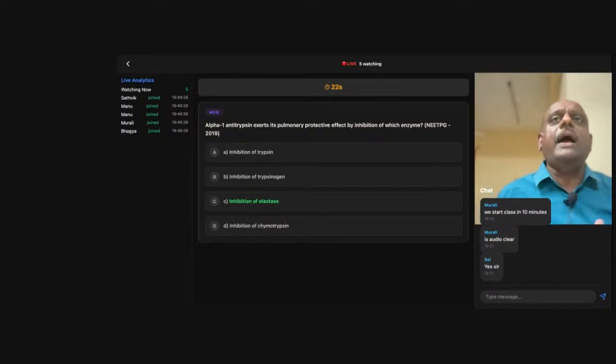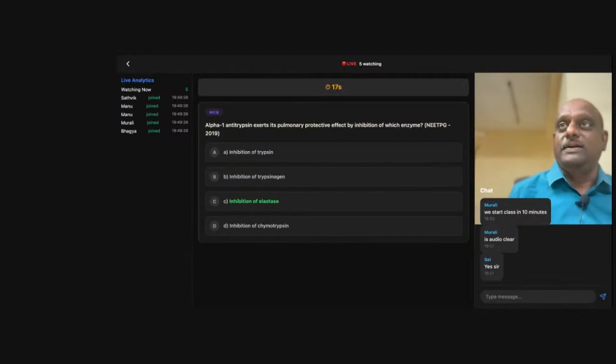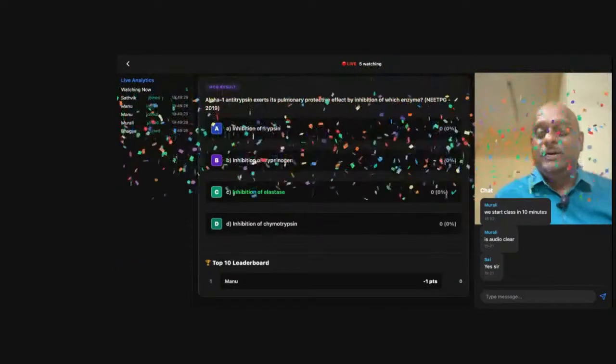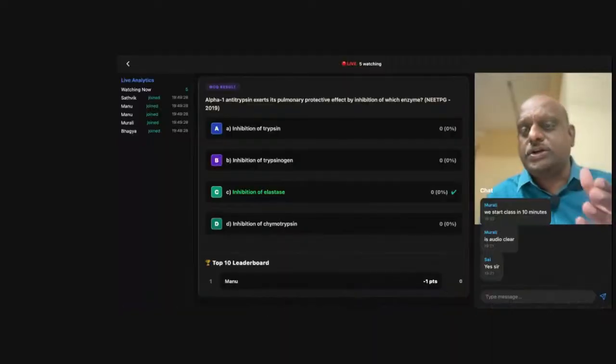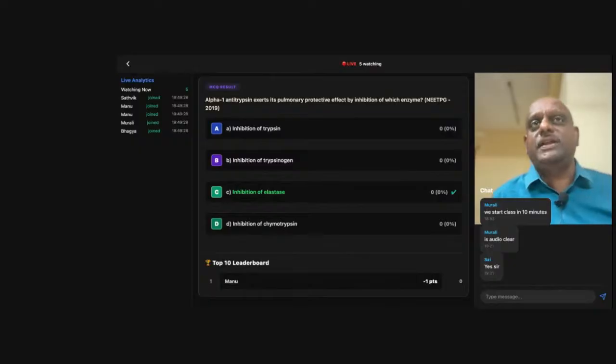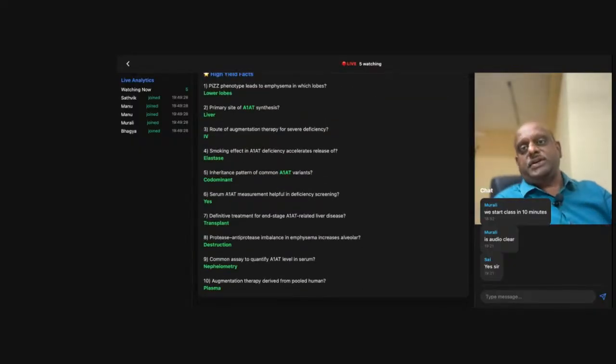Now, alpha-1 antitrypsin, how does it provide its pulmonary protective effect? So it is the elastase which is responsible for the destruction of the lung, and it is the inhibition of this elastase that prevents the destruction.